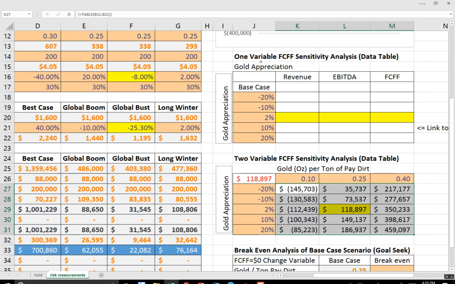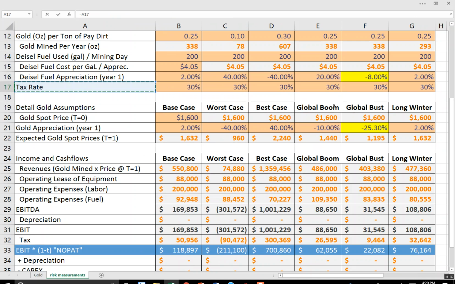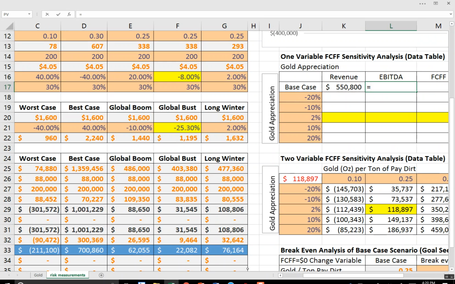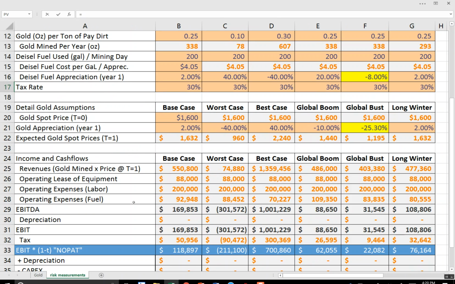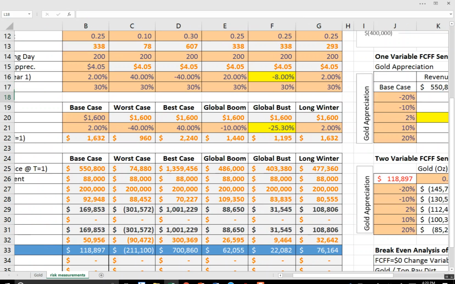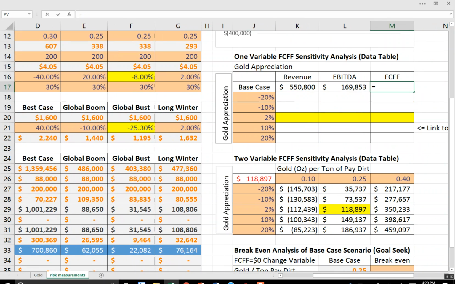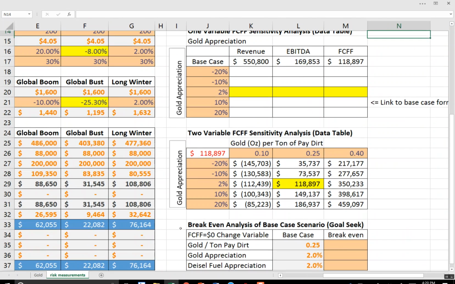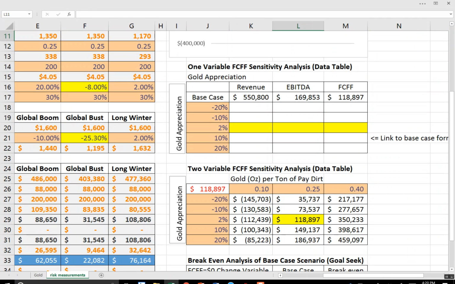Now you can also do a single-variable free cash flow analysis. What if you want to see just the effect of the price of gold on revenue, EBITDA, and free cash flow? Well, we can just do a link to revenue, 550 right there, and was that B25? I can do a link to EBITDA, and I can do a link to free cash flows. So I'm going to see how one variable affects three outcomes.